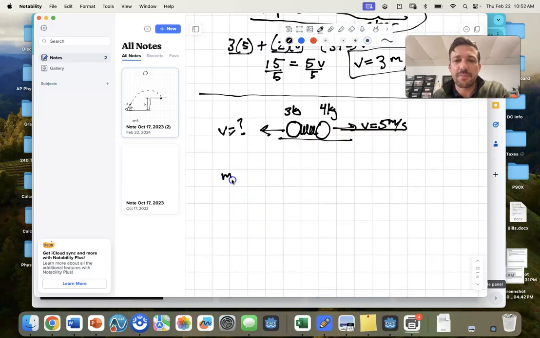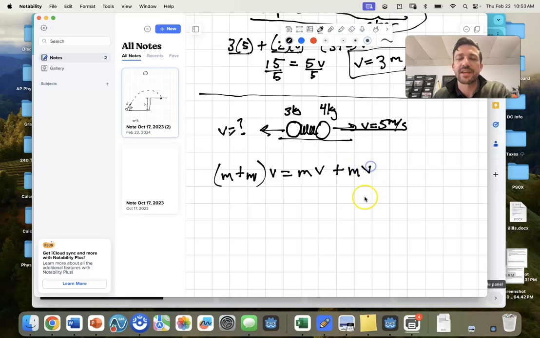Because at the beginning, the masses are stuck together, right? And at the end, they unstick. Okay, that's why I still call it kind of an inelastic collision, but it's like an explosion. So this is before the collision, or the explosion in this case, and this is after.